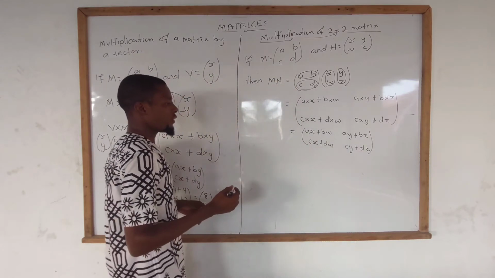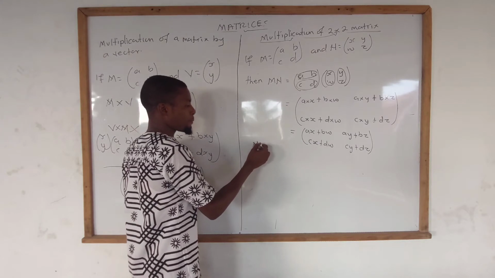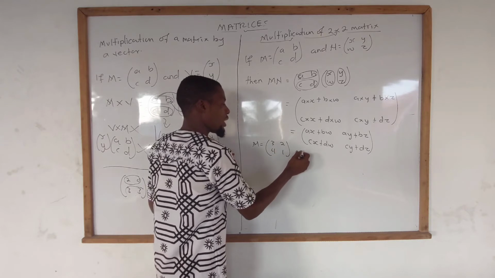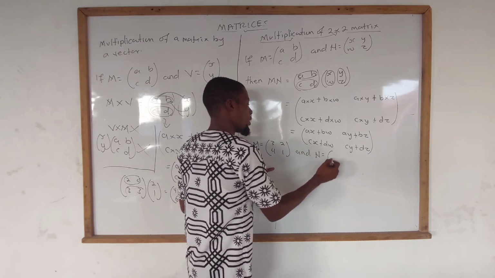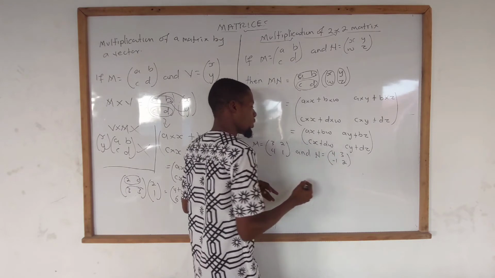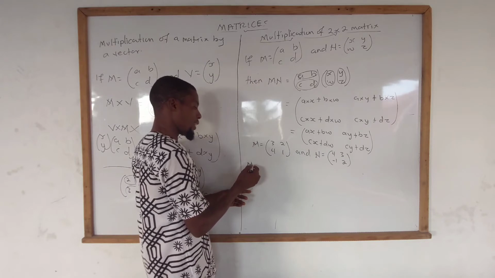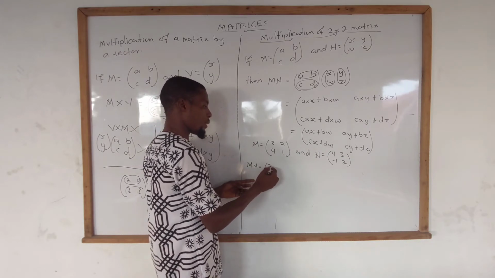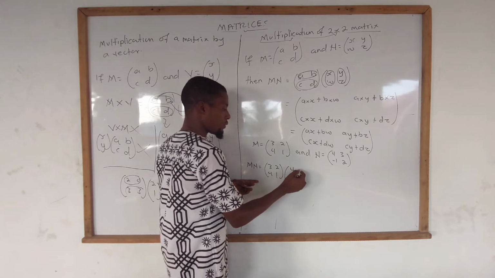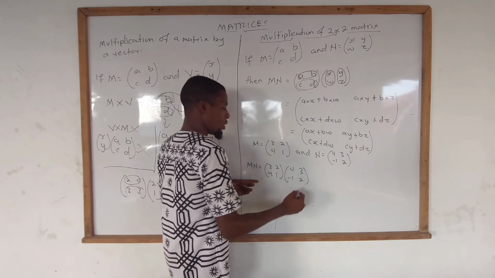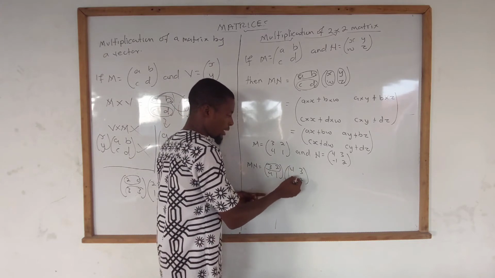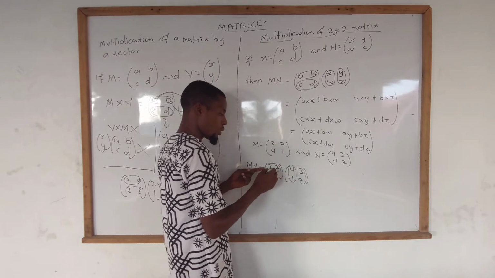Right? So for instance, for example, if I have M equals 3, 4, 2, 1, and N equals 4, 3, minus 1, 2, then if I tell you to find MN, this means the coordinates of M, 3, 2, 4, 1, times the coordinates of N, that is 4, 3, minus 1, 2. So this is what's going to happen, right? I take the first row and use it to multiply the first column and the second column.